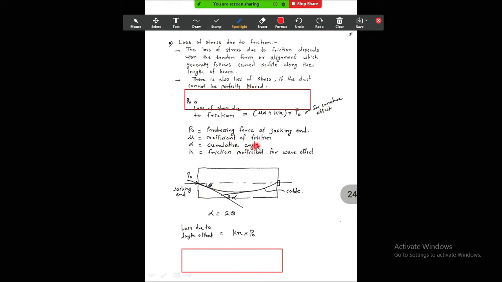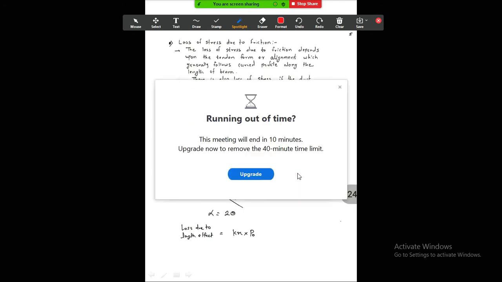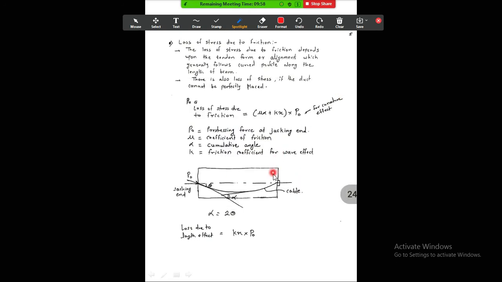Normally in prestress you can see the ducts are provided, and through that duct the cable tendon is passed. Normally parabolic cable tendons are used, and while using these parabolic tendons, if the ducts are not placed at the exact place, then there will be a loss of prestress. Due to the alignment, if the alignment is not good, then there will be loss of stress due to friction. And this loss can be calculated with this formula.